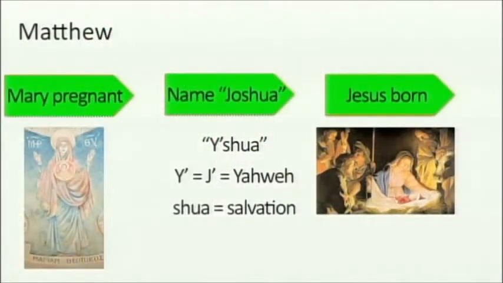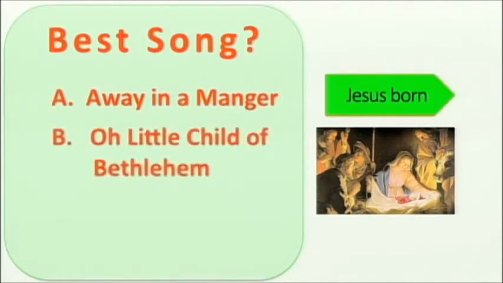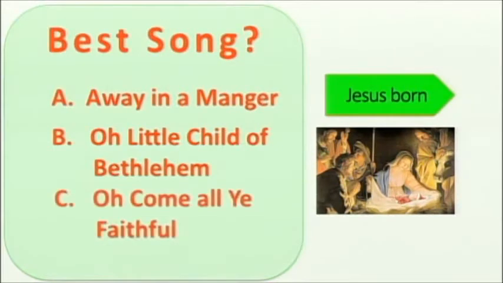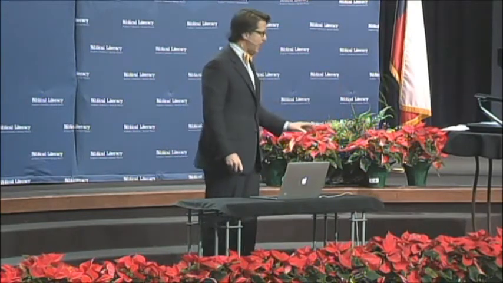What is the best song in the nativity scene? Is it A, Away in a Manger? Is it B, O Little Child of Bethlehem? Is it C, O Come, All Ye Faithful? How many for A? How many for B? How many for C? Well, you're all wrong. It's D, none of the above. You're going to have to do better than that on this quiz. You've got to remember a lawyer's giving it to you. There's never a right answer.